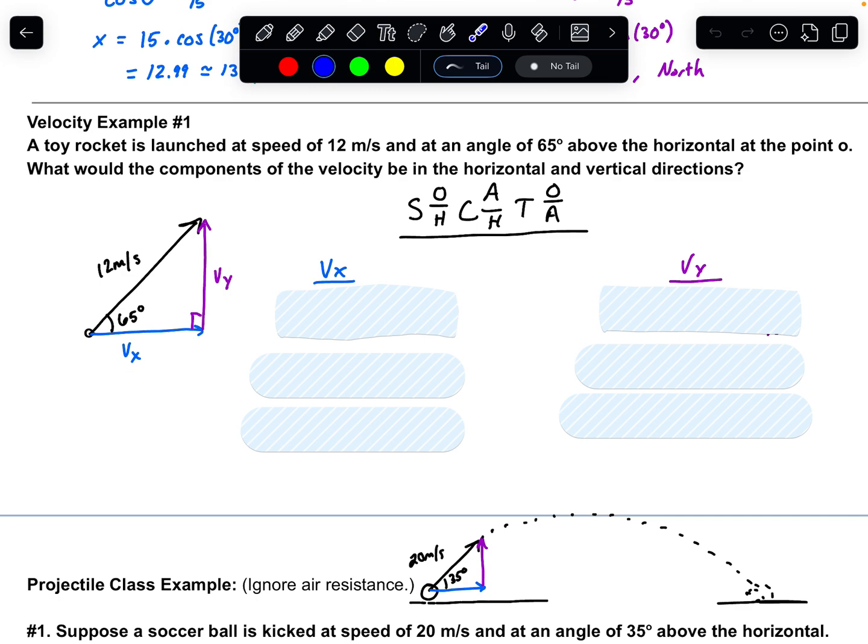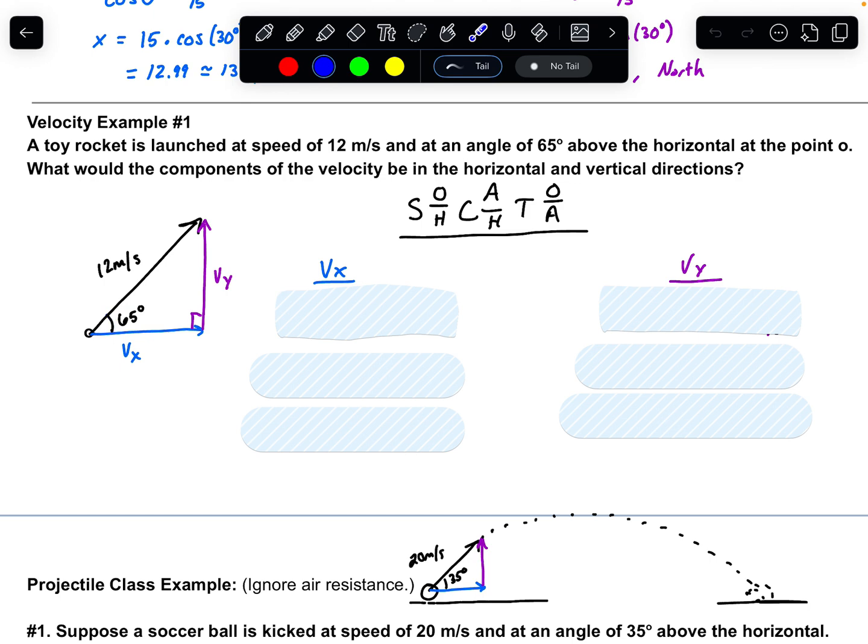So you might see something like this, where it says a rocket is launched at a speed of 12 meters per second at an angle of 65 degrees above the horizontal. Make sure your calculator is in degree mode for this, but this is going to have a setup that looks very similar to this drawing, where we have the initial velocity as 12 meters per second, and the angle is 65 degrees above the horizontal.